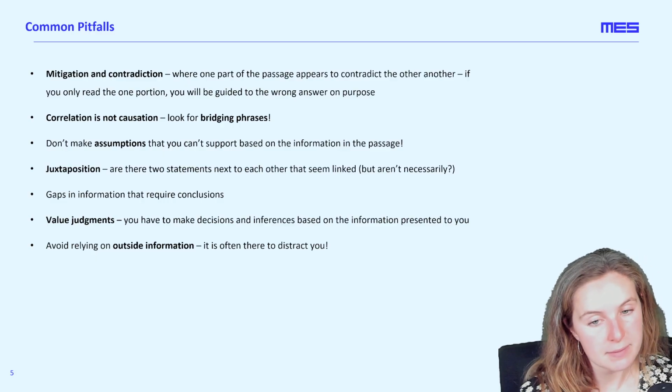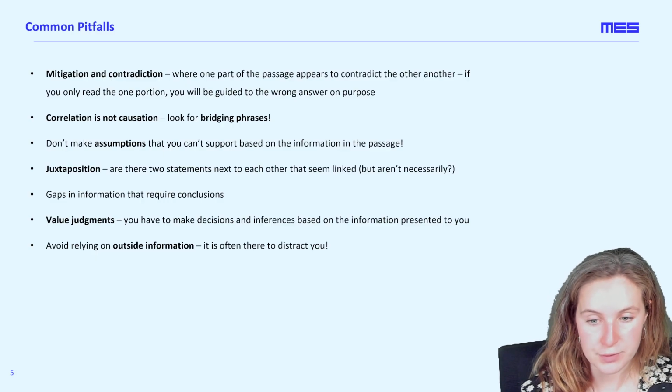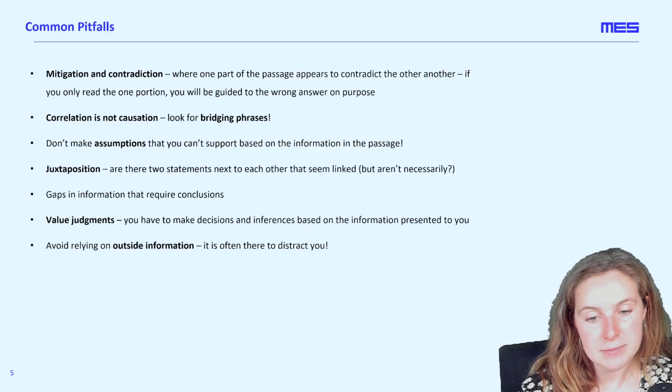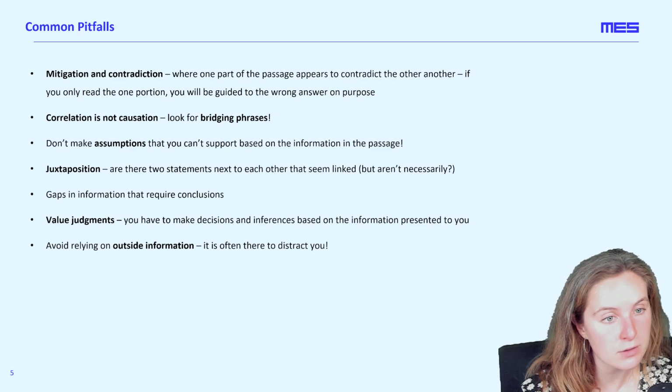Juxtaposition kind of falls under the mitigation and contradiction. So are there two statements next to each other that seem linked but aren't necessarily? Be very mindful of that. Sometimes there are gaps in the information that require conclusions.